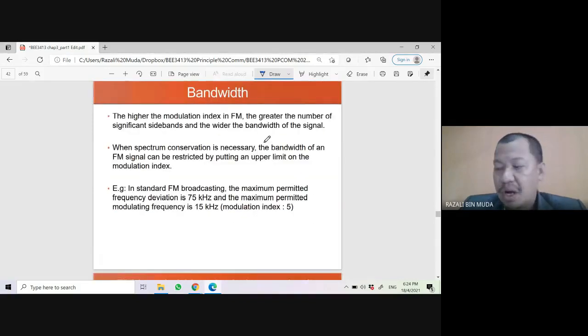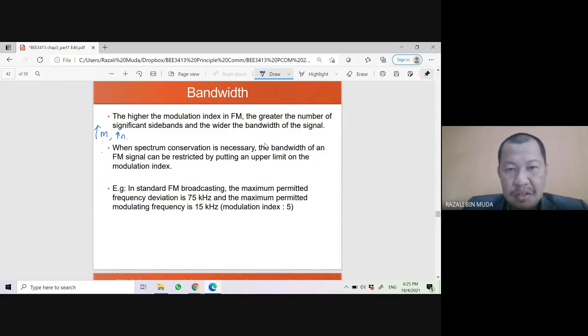So how do we calculate the bandwidth? The higher the modulation index, the higher the value of M. The higher the value of M, the greater the number of significant sidebands. Therefore, the wider the bandwidth of the signal. We know from the Bessel table that the bigger the number M, the more significant sidebands there are.